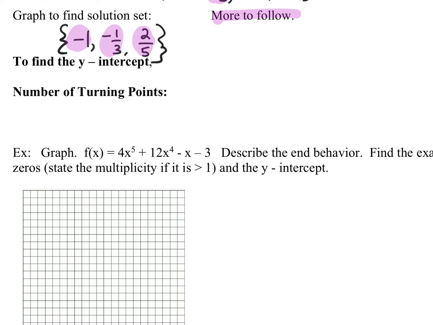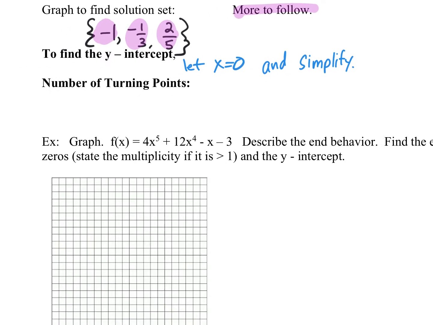More vocab: to find the y-intercept, just as we would on any other function, we are going to let x equal 0 and simplify. There's always only one y-intercept, whether it's a polynomial or any type of function. If there were more, we wouldn't have a function.